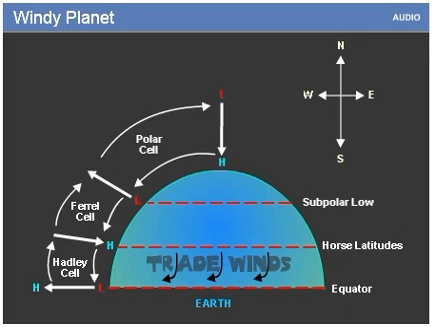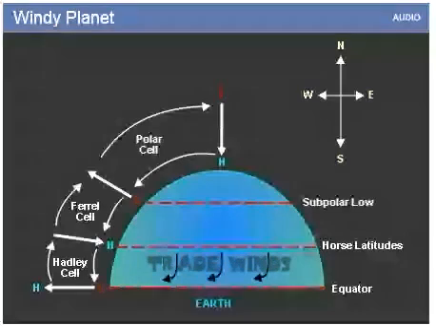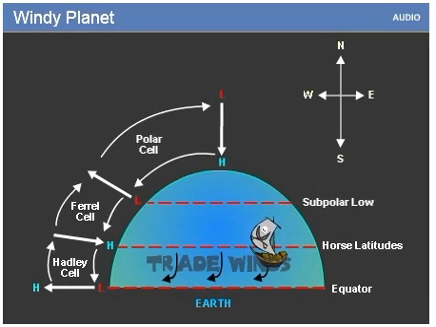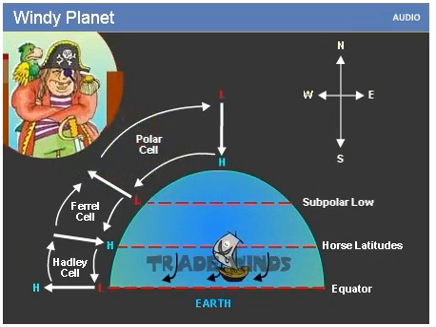These winds blow steadily at about 11 to 13 miles per hour and were well known to early sailors because they provided a reliable, quick sailing route.